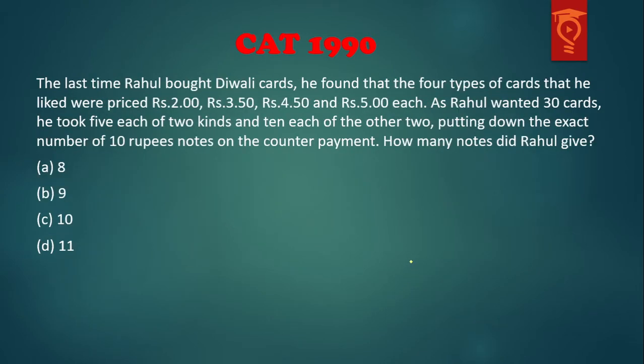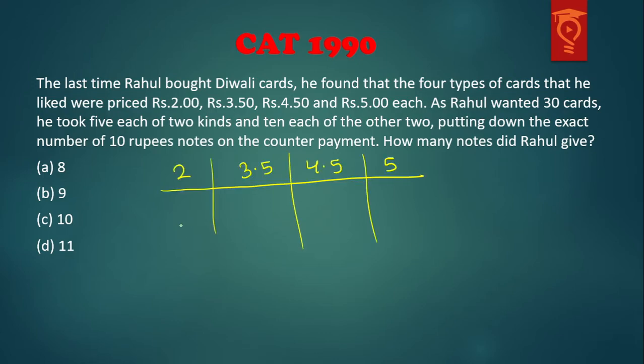Please have a look, pause the video, give it a try and resume. So we have to multiply two of these numbers by 5 each and the other two by 10 each. And we have to get a result which ends with 0. Unit digit should be 0.